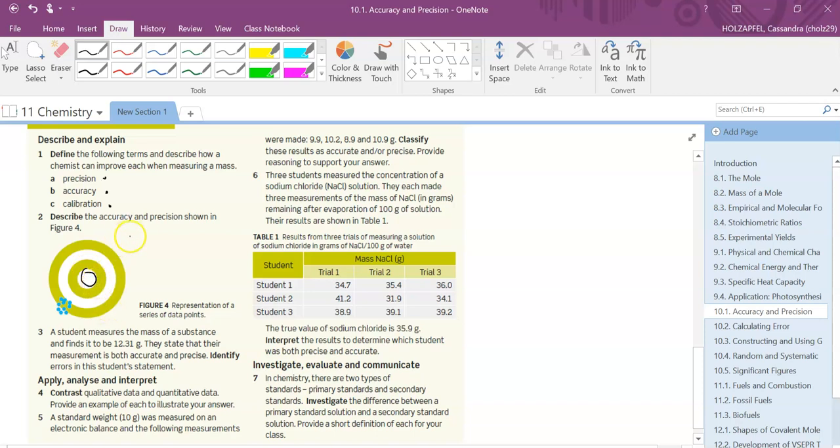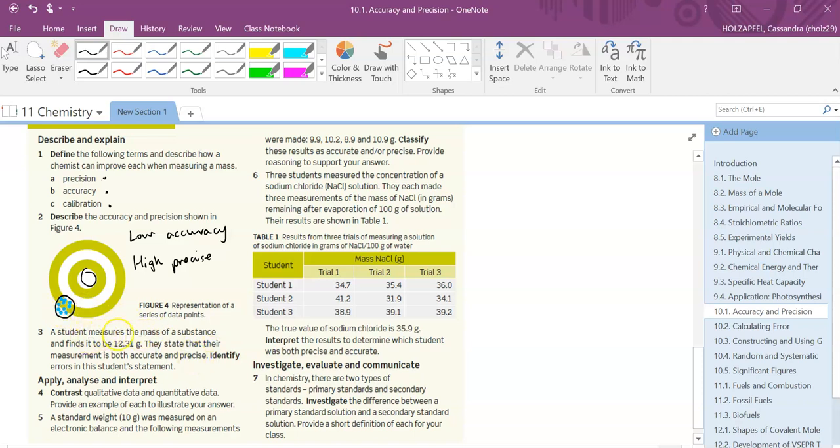Again, remember the goal with this is to hit the bullseye. So I'm going to say that it has low accuracy, because it hasn't hit that bullseye. But I would say that it is highly precise, because precision just means that I'm hitting the same spot over and over again, and it looks like they've hit the same spot over and over again.